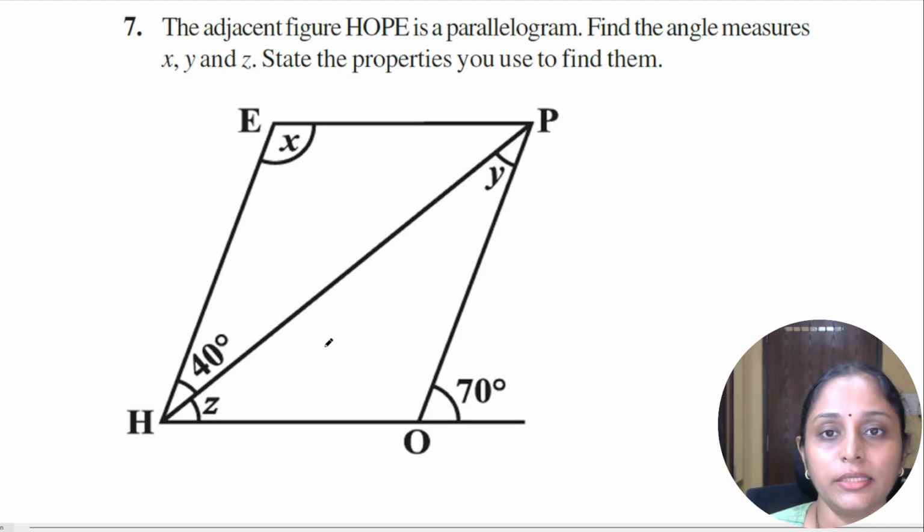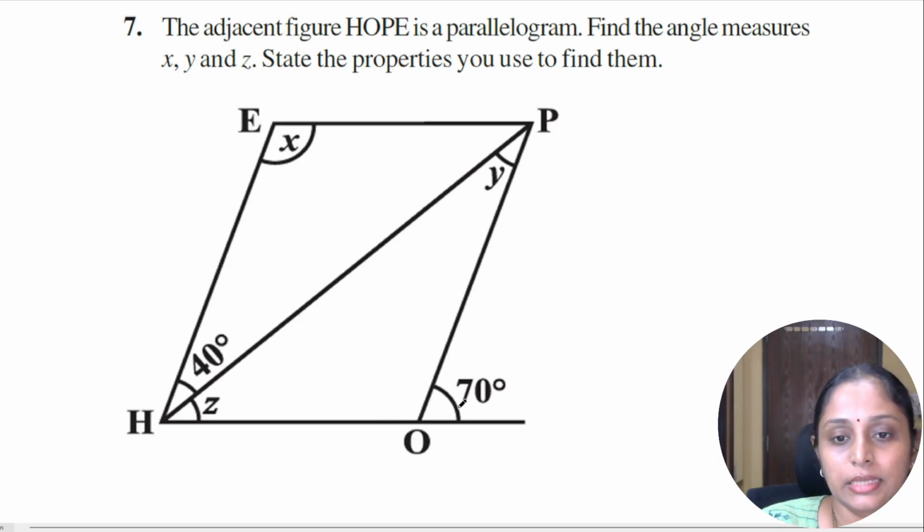Okay, and then state the properties you use to find them, right? So here, to find X, I have to find Y and Z, right? So here if you see, look at this angle, this is corresponding to angle H of the parallelogram. So if this angle is 70 degrees, why?